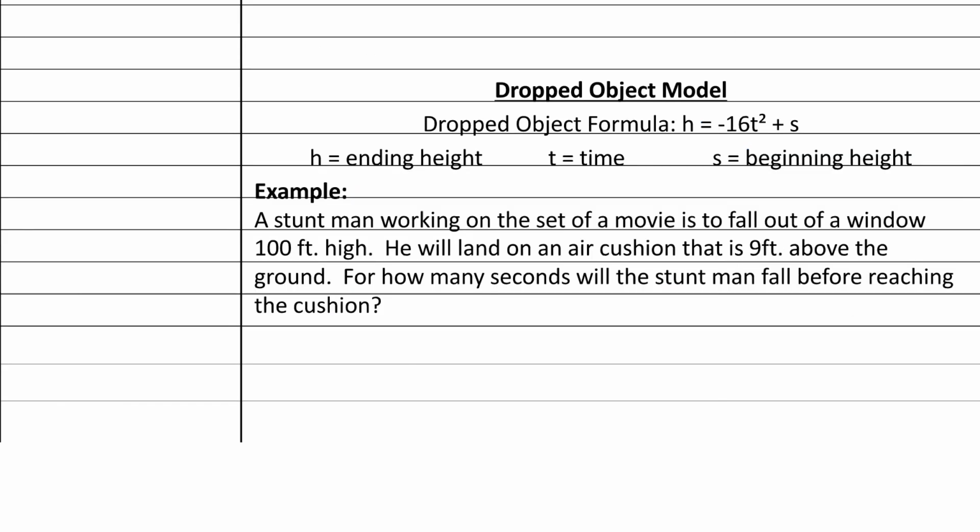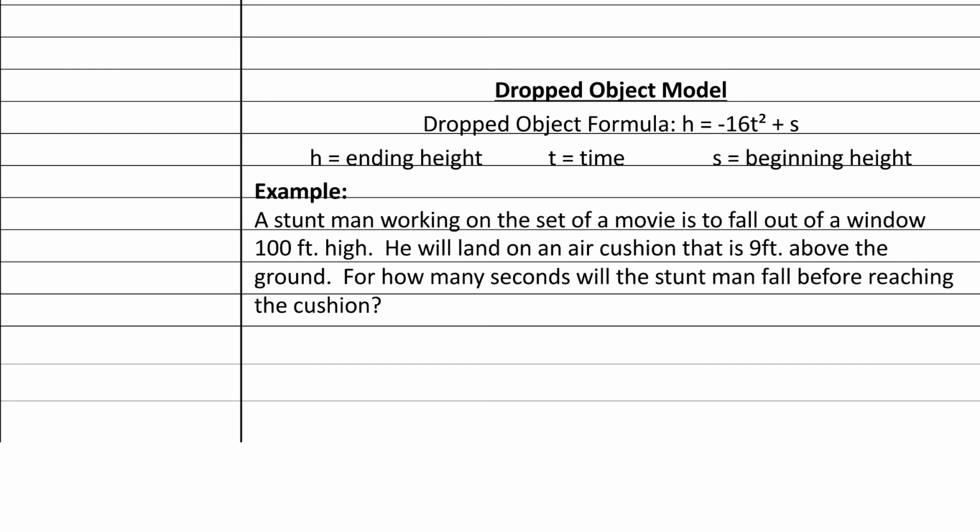Okay, the dropped object model. This comes into play when we have a dropped object formula, which is h equals negative 16t squared plus s, where h is the end height, t is the time, and s is the beginning height. So this is a real world situation. This is when we're not going to use square roots at the end. We will have a decimal. You won't have 2 square root seconds. You would say 2.38 or whatever it is.